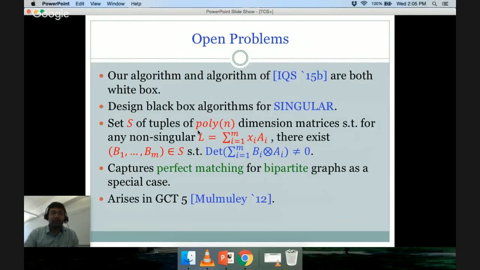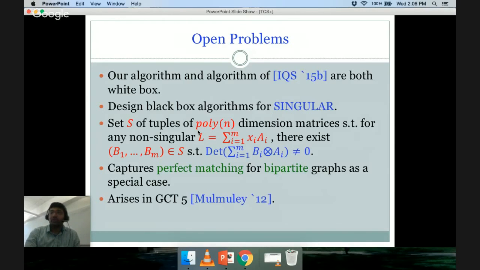And this question also arises in geometric complexity theory. Mulmuley has this paper where he wants to design efficient algorithms for problems in algebraic geometry, and such a problem is mentioned as an open problem there as well, the so-called NNL problem. Okay, so this is the first open problem.